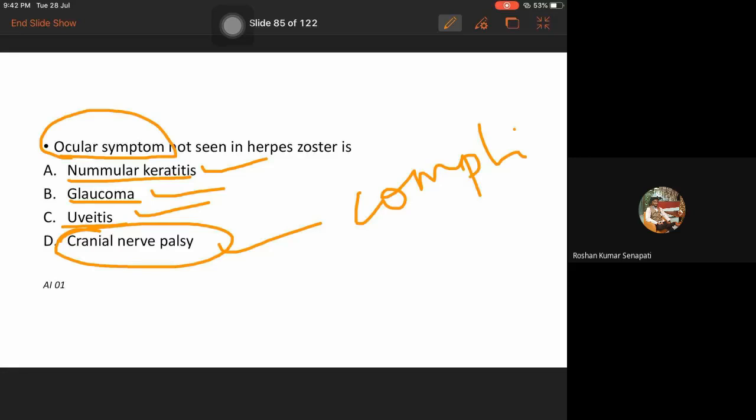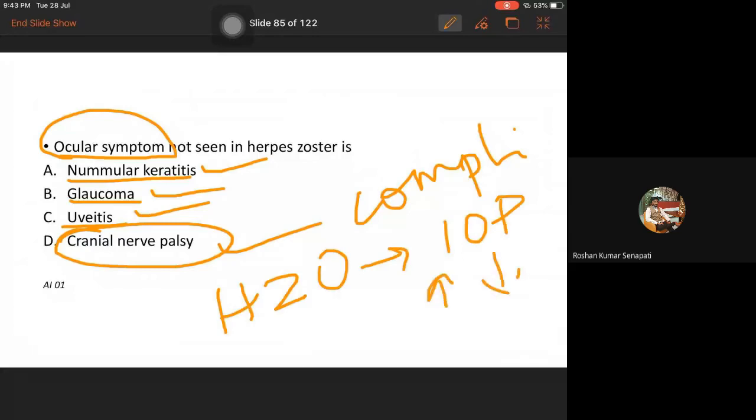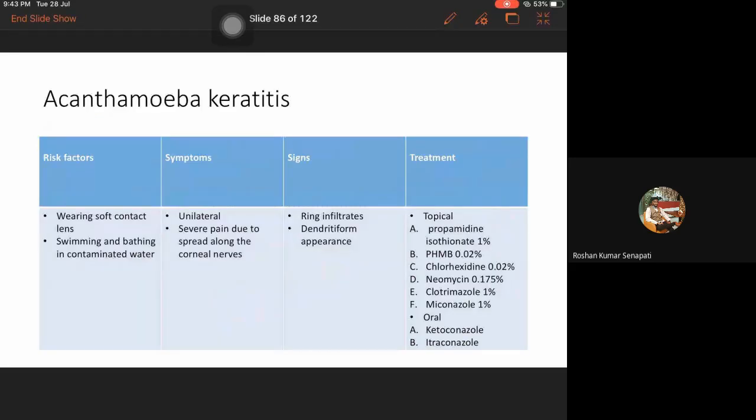Any doubt? If you have any doubt, let me know. I told you, right? In herpes zoster ophthalmicus, you can have IOP either elevated or decreased also. Both complications can occur, but you should know. So with this, we complete herpes zoster ophthalmicus.